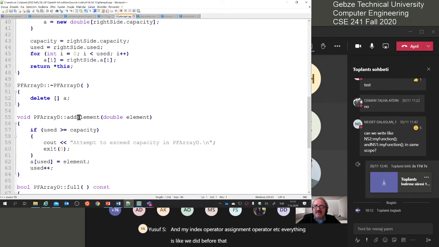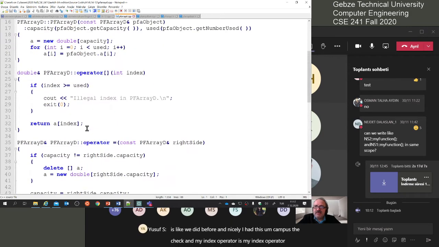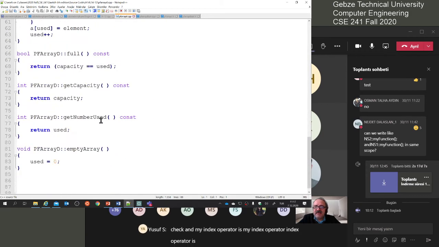And nicely, I have this capacity check. And my index operator, where is my index operator? Index operator is checking the range again. And empty array is doing this, use 0. See, the empty array doesn't modify any array elements. It just says that now I treat them as junk data. So I will leave them as they are. I don't care what they are. The important thing is that my use is 0 now.